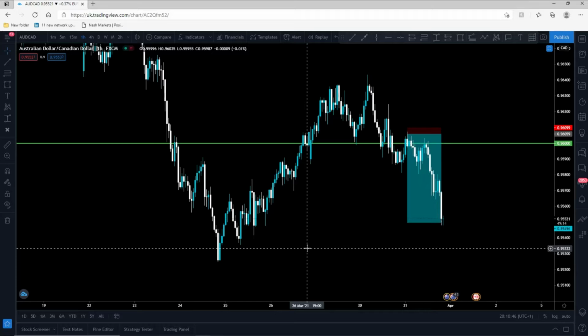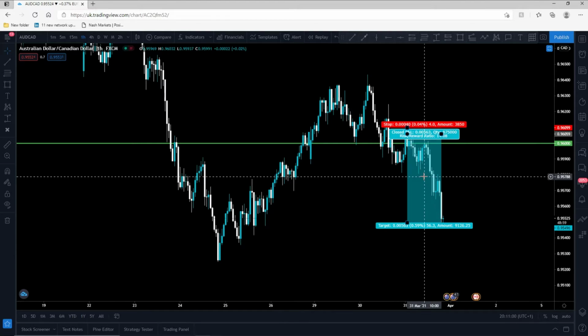At 1:30 in the morning I had a grade A setup at the whole level of 0.9600. Was I going to take it? Yes, because I was there at the time. Why the hell wouldn't I? And it paid. It absolutely paid. A 1 to 14 risk to reward.